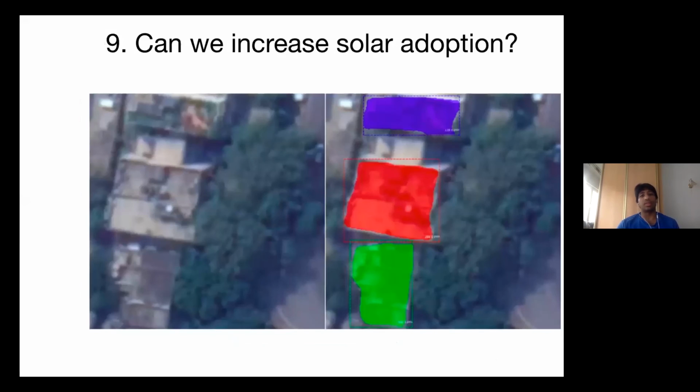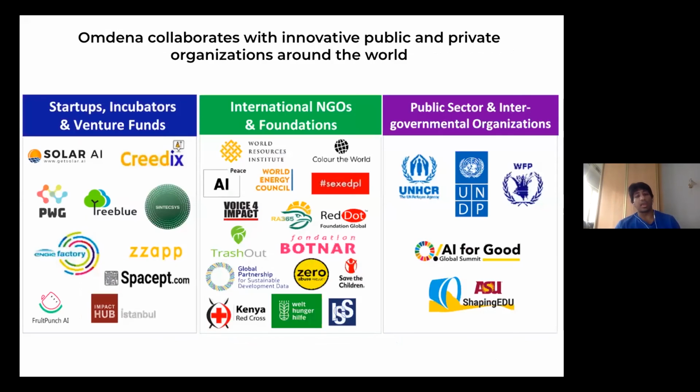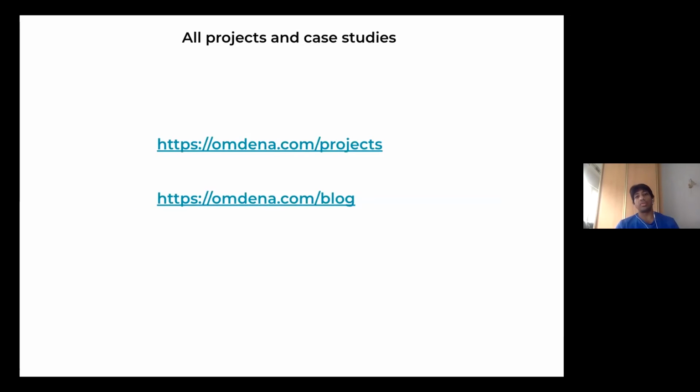This was work we did in Singapore, rooftop analysis for solar adoption. Overall, I gave you these examples. We're short on time, but the key here is that we have worked with governments, startups, and big NGOs. We worked with a lot of organizations in 18 months. I encourage you to go to the project page and the blog, where you can see all the projects we have done. Again, I don't have the time, so I only showed a few of those.